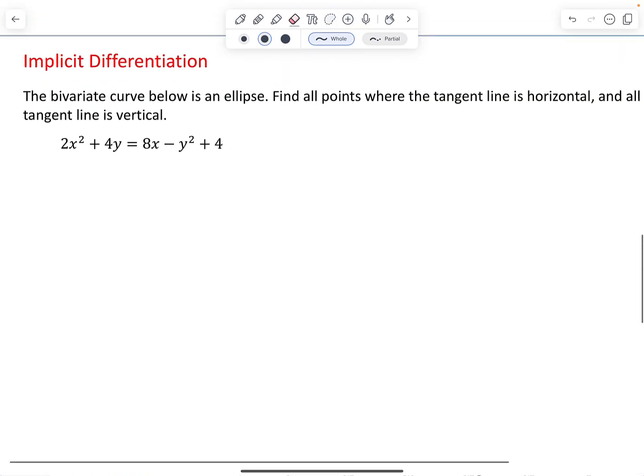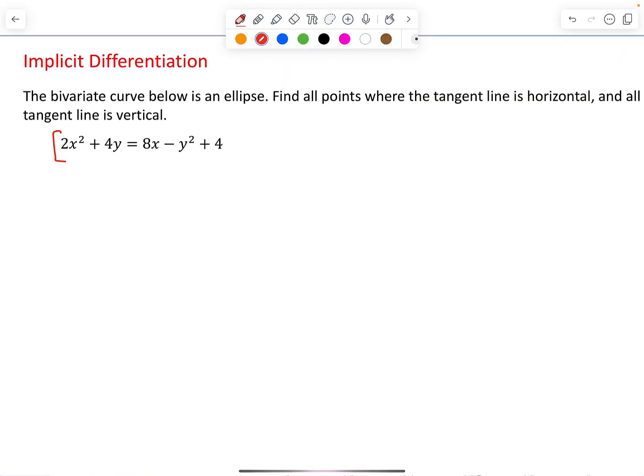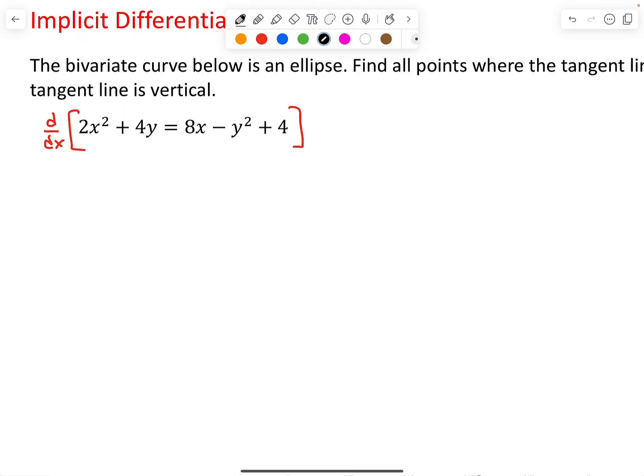Okay, let's begin by finding an expression for y prime by using implicit differentiation and differentiating both sides with respect to x. So the derivative of 2x squared will simply be 4x. The derivative of 4y will be 4 times y prime equals. The derivative of 8x is just 8.